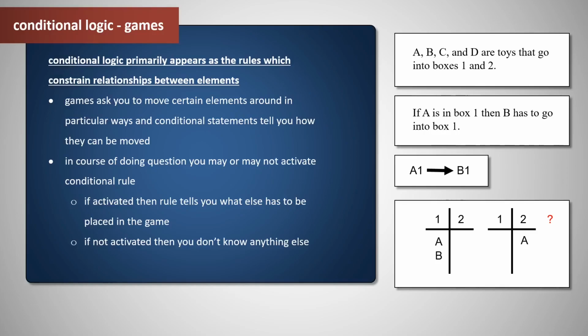It tells you that if the sufficient is true, the necessary is true. But if the sufficient's not true, we still don't know. B could be in 1. B might be in 1. B might be in 2. It depends on other things.